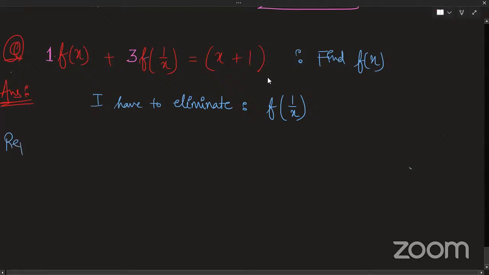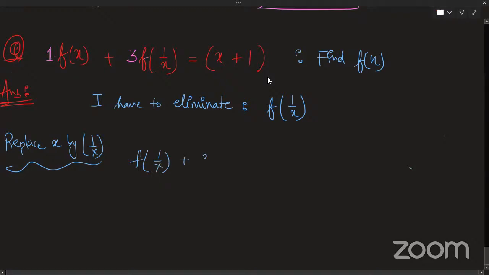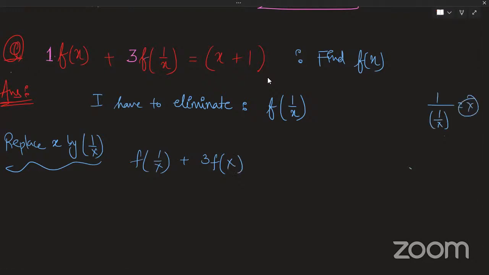So replace x by 1 by x. Correct. So write it: f of 1 by x is equal to 3 times f of... now tell me, what will come here? x. Correct, x. Since it is 1 by x, this becomes x. Equal to 1 by x plus 1. Got it.